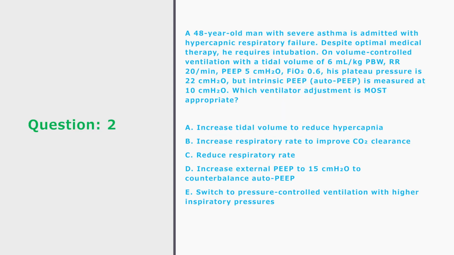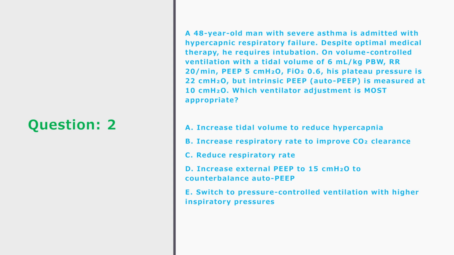Question 2. A 48-year-old man with severe asthma is admitted with hypercapnic respiratory failure. Despite optimal medical therapy, he requires intubation. On volume-controlled ventilation with a tidal volume of 6 milliliters per kilogram predicted body weight, respiratory rate 20 per minute, PEEP 5 centimeters of water, FiO2 0.6, his plateau pressure is 22 centimeters of water, but intrinsic PEEP is measured at 10 centimeters of water. Which ventilator adjustment is most appropriate?